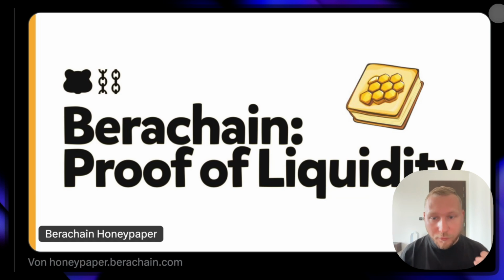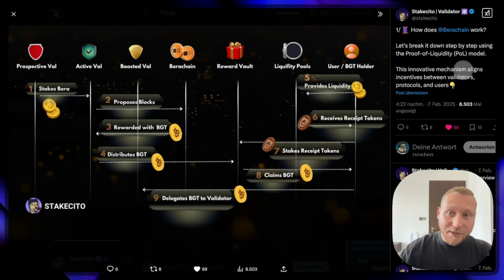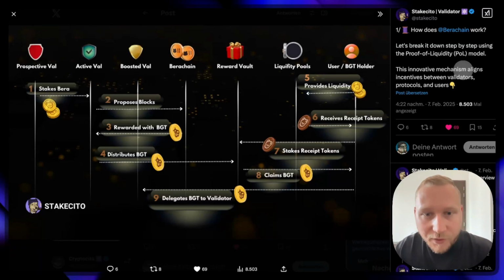Looking closer into proof of liquidity, which really is the core innovation of Berachain. Winnie from my team at Stakecito actually made this amazing graphics here that really breaks it down very, very simply on how it works, because I know it can be complex and confusing if you're not spending some time to really understand it, but in the next minute or two, I want to change this.